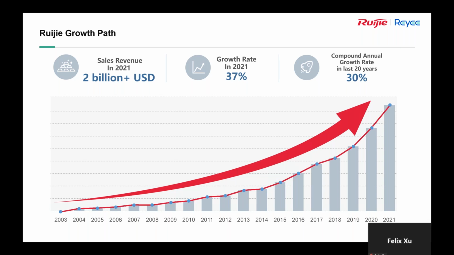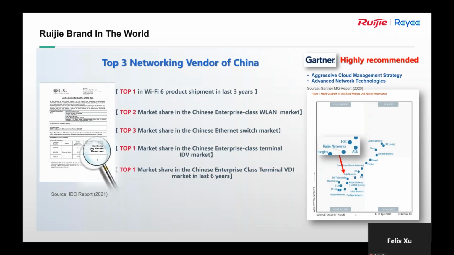Now let's check the achievements of Ruijie in the China market. Here you can see, according to IDC reports, Ruijie is top 1 in Wi-Fi 6 product shipment in the last 3 years. In the China enterprise class WLAN market, Ruijie owns the second largest market share. Meanwhile, Ruijie is the top 3 in the China Ethernet switch market. In the last 6 years, Ruijie remains the top in the Chinese enterprise class terminal VDI market.